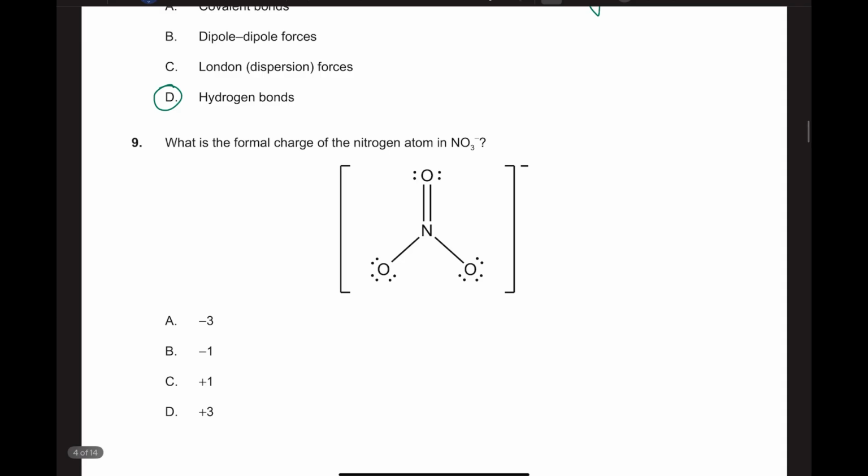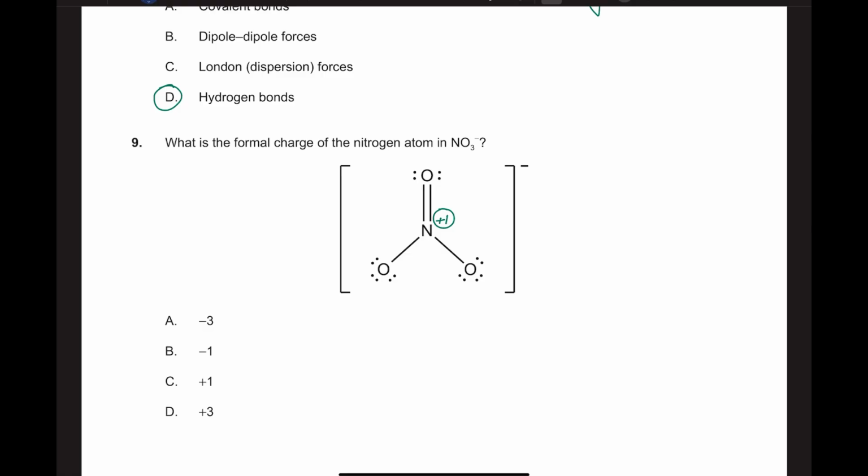Now we need to find the formal charge of the nitrogen atom in NO3 minus. So we can use the formal charge trick. Nitrogen, if it has one lone pair, it's neutral. If it has more than one lone pair, then it'll have a negative charge. If it has less than one lone pair, it'll have a positive charge. In this nitrogen, there are no lone pairs. There should be one lone pair that's missing, so it should have a positive one charge.